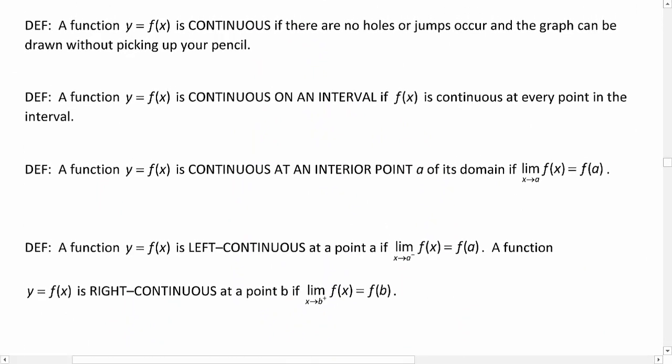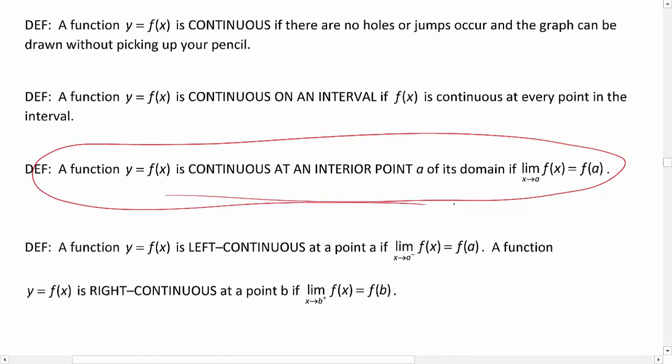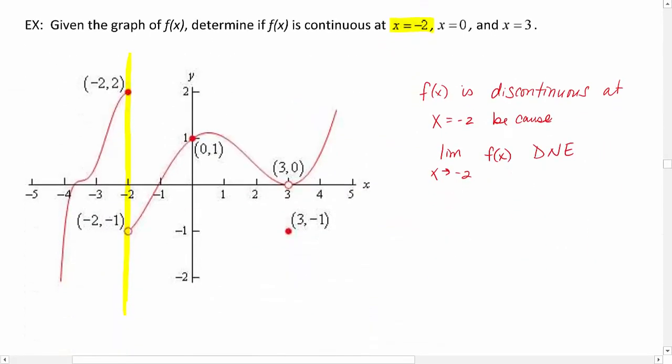If we go back and look, it says that it is continuous at an interior point, which that certainly was because it wasn't on the far left or the far right side of the total graph. It says that the limit as x approaches a of f of x has to be equal to f of a. And the limit doesn't even exist because the left and right hand limits don't match. So not continuous there.